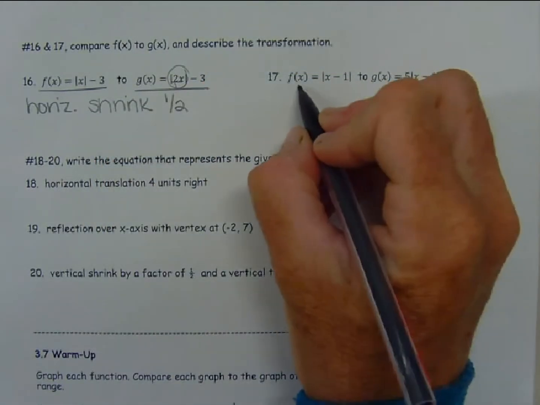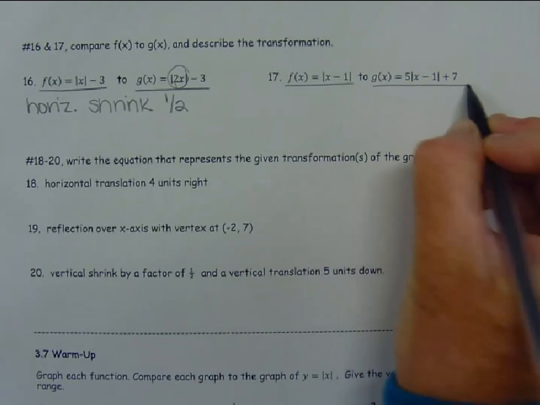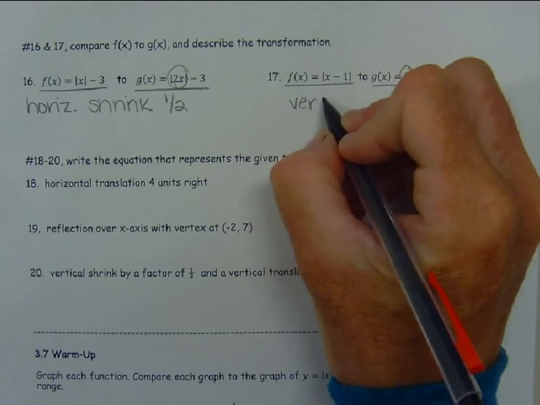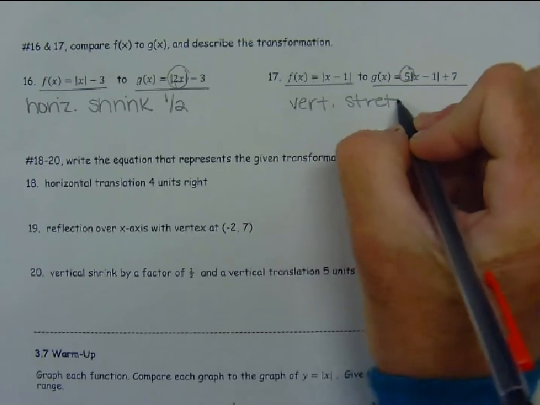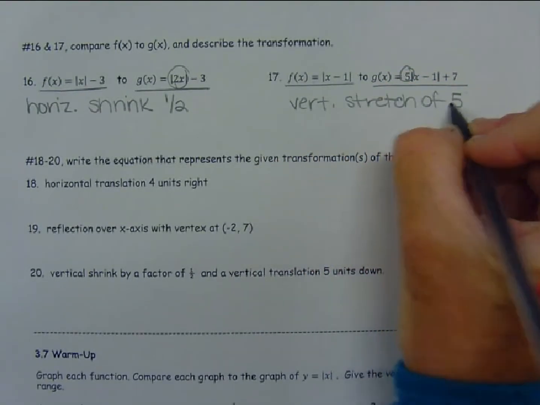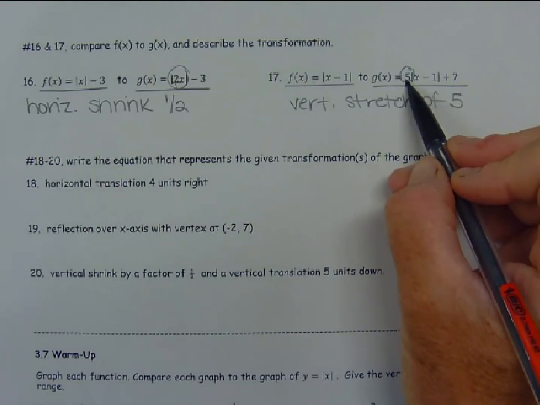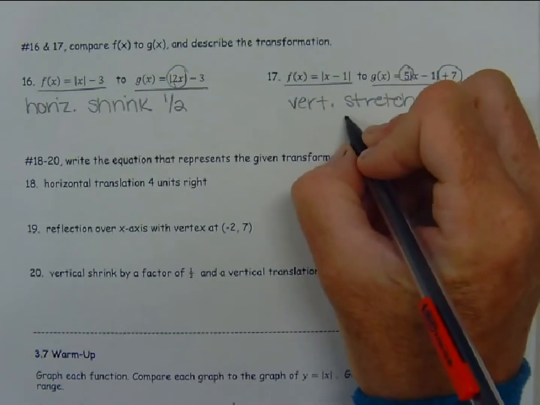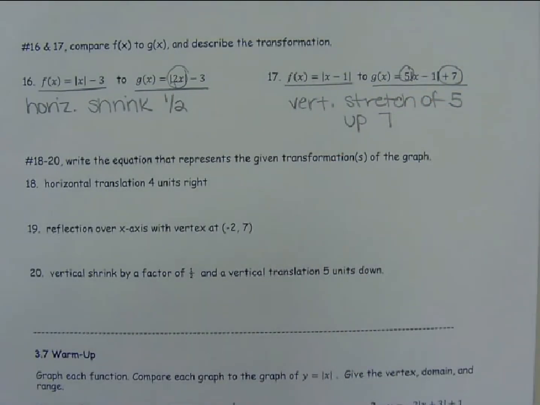Over here, we're comparing this to this. The first difference I see is that there's a 5 out front. So I would say that is a vertical stretch of 5. It's a stretch because it's bigger than 1. It's vertical because it's out front. And then the other thing I see is a +7. So that is moved up 7.